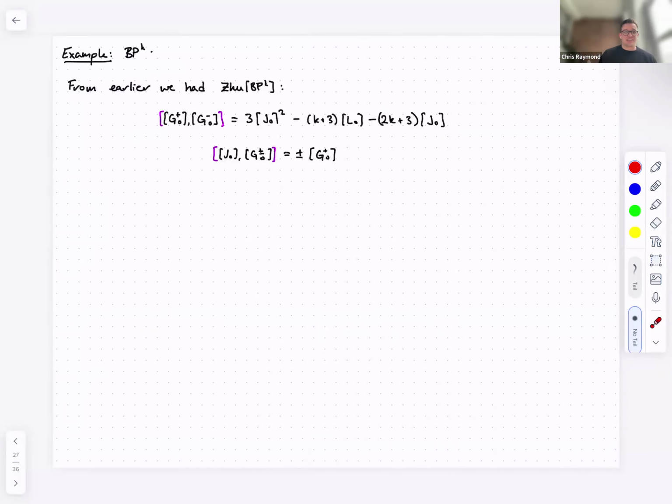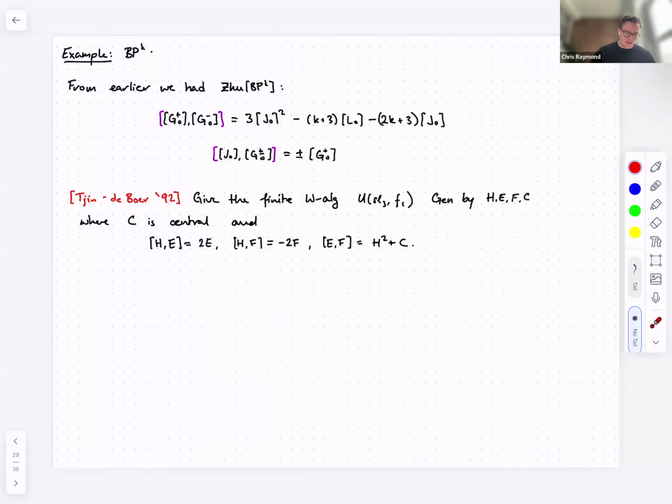Okay, so we can see this nicely in an example. We worked out, or I worked out, and we saw some together, this earlier example of the Zhu algebra of the Bershadsky-Polyakov algebra. So this was the algebra we had before. Now, this is a very nice older paper by De Boer and Tjin from 92 that was the first paper to go through this process and give a concrete realization of what the finite W algebra is for SL3 if I take this subregular F. So this is generated by 4 elements, an H, E, F, and a C, where C is central, and the other relations have this commutation relation here.